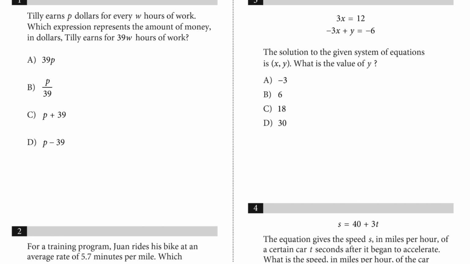Tilly earns P dollars for every W hours of work. Which expression represents the amount of money in dollars Tilly earns for 39 W hours of work? Since they earn P dollars for every W hours, we can say that P equals W. So when they ask for how much Tilly will earn for 39 W hours of work, that will simply be 39 P dollars.